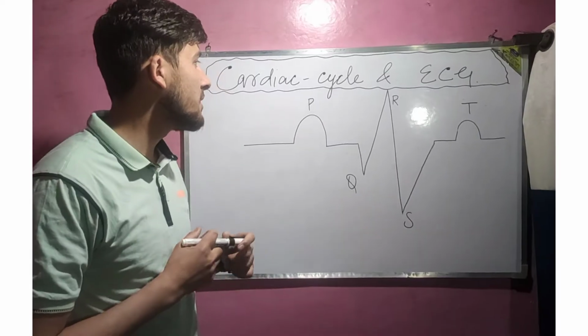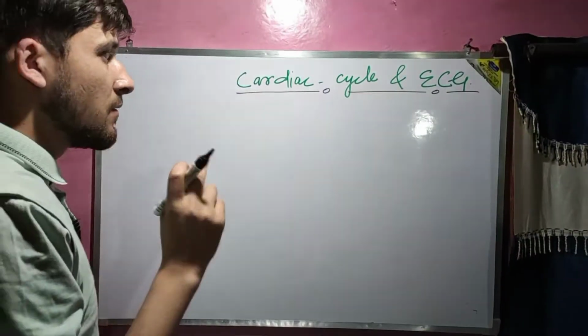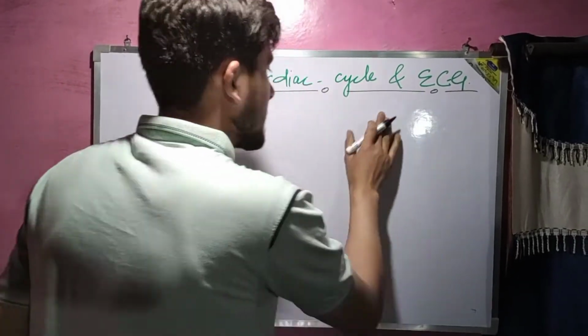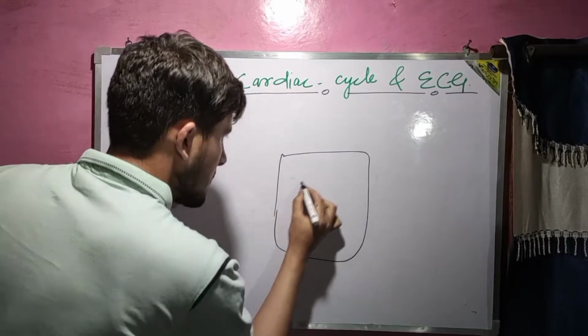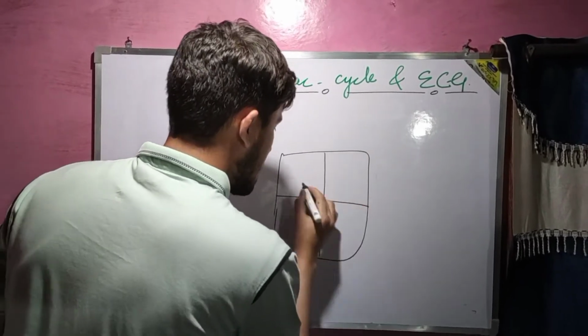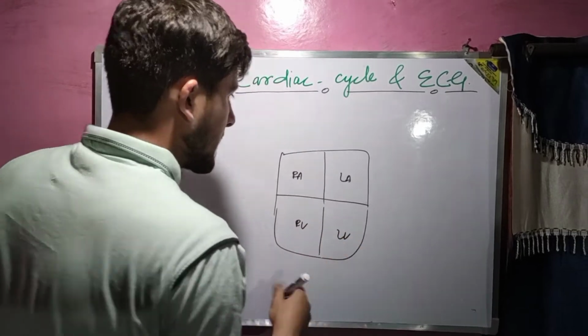Today in this video we will be discussing the cardiac cycle and ECG. First of all, let us revise the circulatory pathway in our body. For example, this is our heart. This is the right atrium, left atrium, right ventricle, left ventricle.